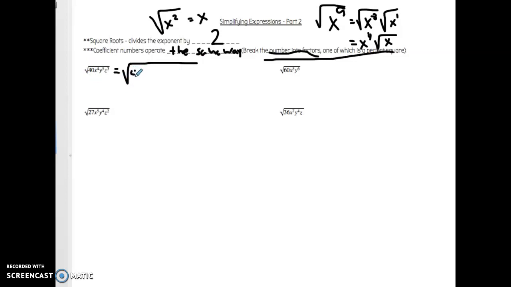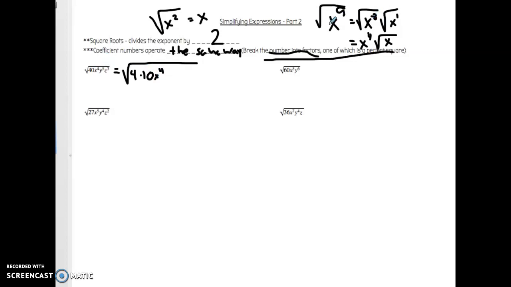And I know that 4 times 10 will work, right? 4 is a perfect square. Okay, looking at my exponents, I need them all to be even so that I can divide them by 2. So x^4, that's going to divide by 2, so I'll leave that alone. y^5 will not divide by 2 because it's odd.